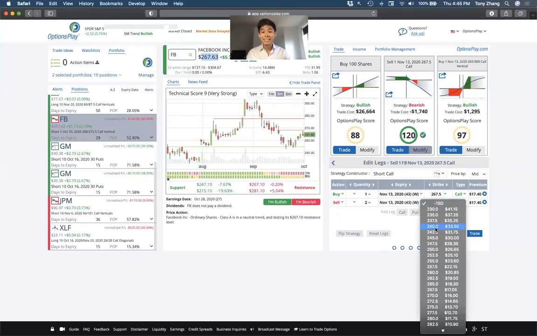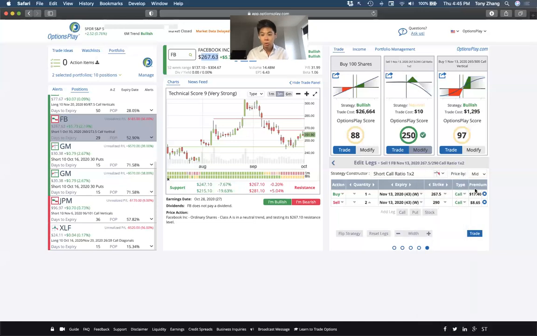And I'm going to sell 2 calls at my original cost basis, which is around 290 or so. So let's say I sell 2 calls at 290. Notice the trade cost here. I sold two of the 290 calls for $8.35, and I paid $17.75 for one of the 267.5 calls, the at the money call option. And what that does is I've effectively created a debit vertical spread, a 267.5, 290 vertical spread, and I've sold an additional covered call against the stock position that I own.